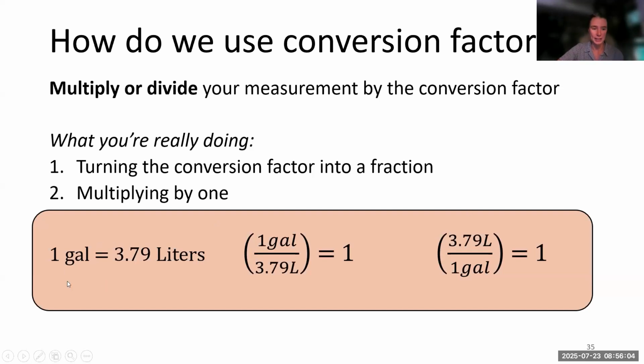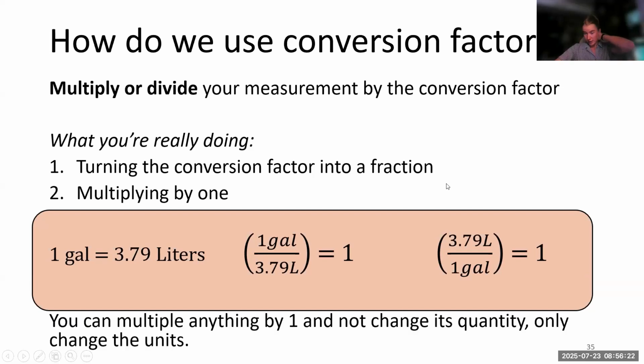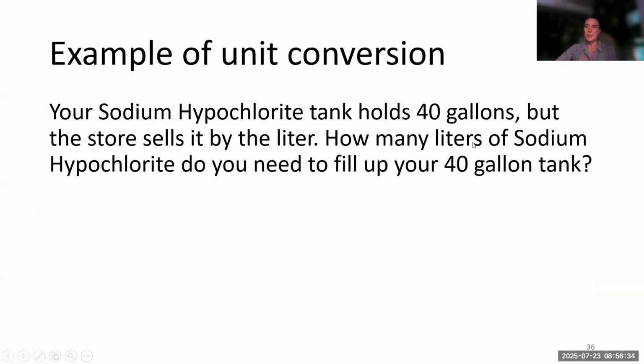In this example, we've got 3.79 liters. We're just turning that into a fraction, multiplying it by 1. It's one thing to explain it, and it's another thing to see it in practice, so let me show you what that looks like. Remember that if you're multiplying something by 1, you're not changing its quantity, but you can change the units through that process. An example of unit conversion: your sodium hypochlorite tank holds 40 gallons, but the store sells it by the liter. How many liters of sodium hypochlorite do you need to fill up your 40-gallon tank?